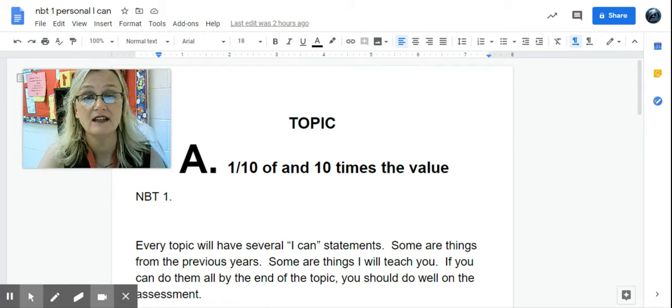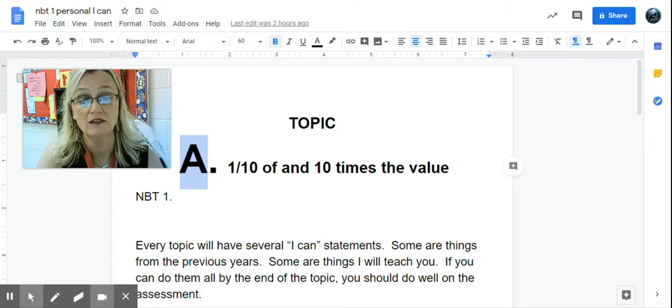Our topic is A. We will have a letter for every week or every different topic. This topic is labeled A. That way, if you're in Google Classroom and wondering what we're on, everything for A is the same topic. And then we'll go through A day 1, A day 2.